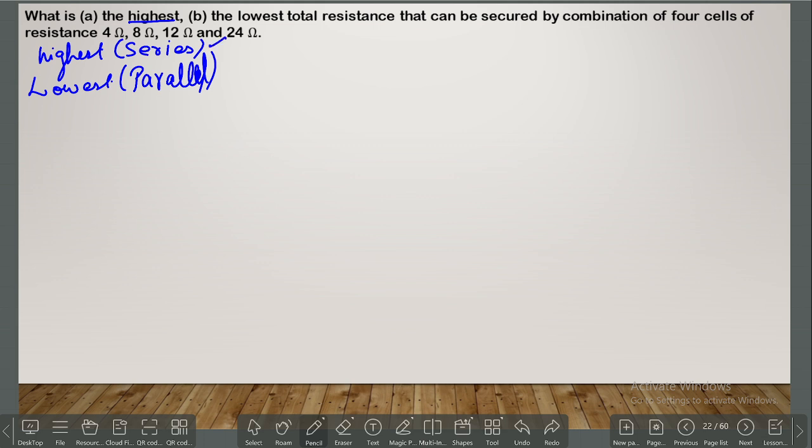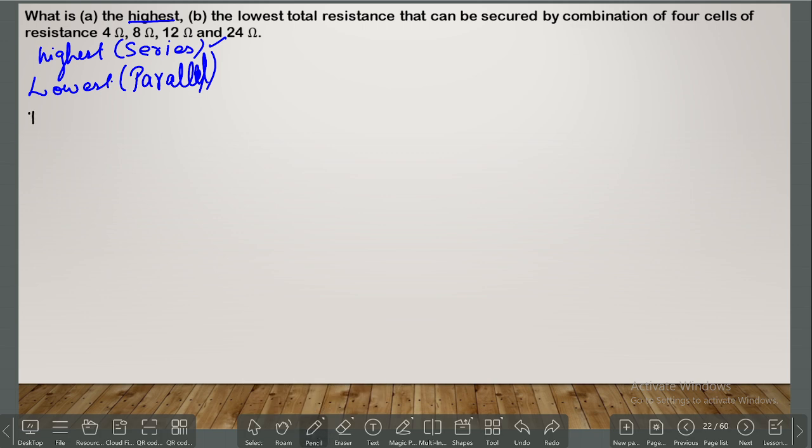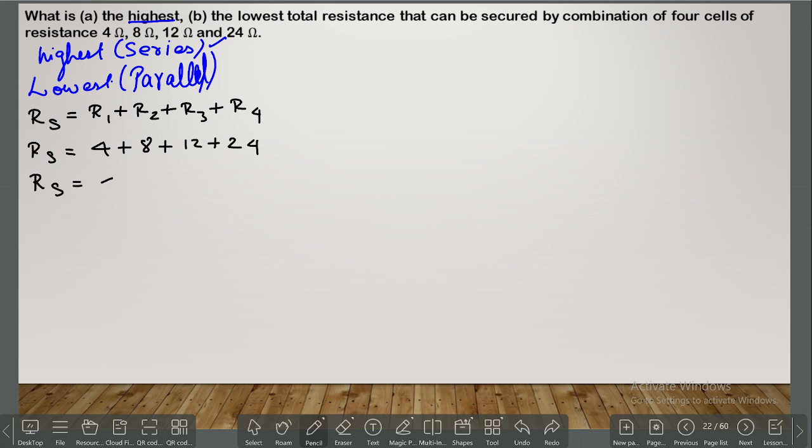First let us calculate for highest. The highest means, as I said earlier, it is going to be series. So what is the series formula? R is equal to R1 plus R2 plus R3 plus R4. So R is equal to, what is the value of R1? 4 plus 8 plus 12 plus 24. If we add all the numbers, we are going to get 48 ohm. So the net resistance in series for the highest combination is going to be 48 ohm.